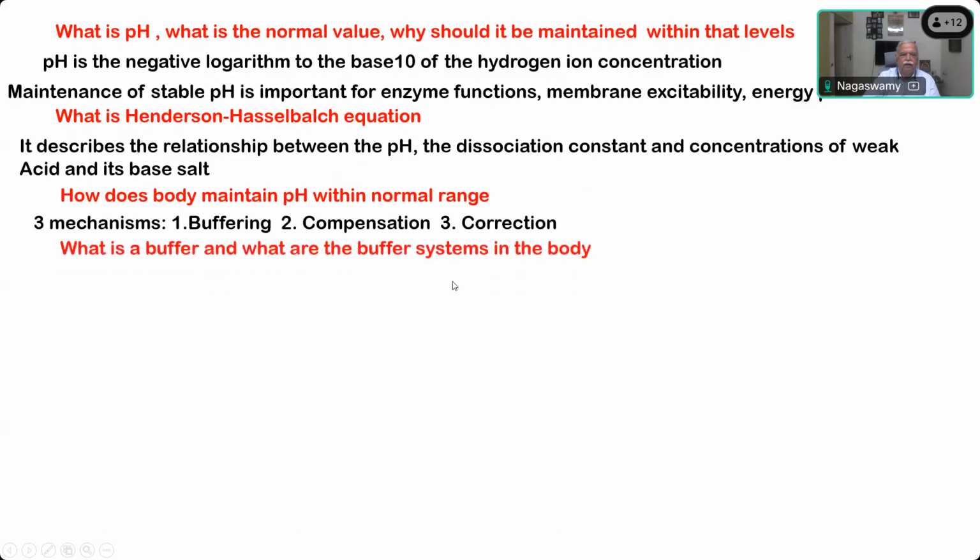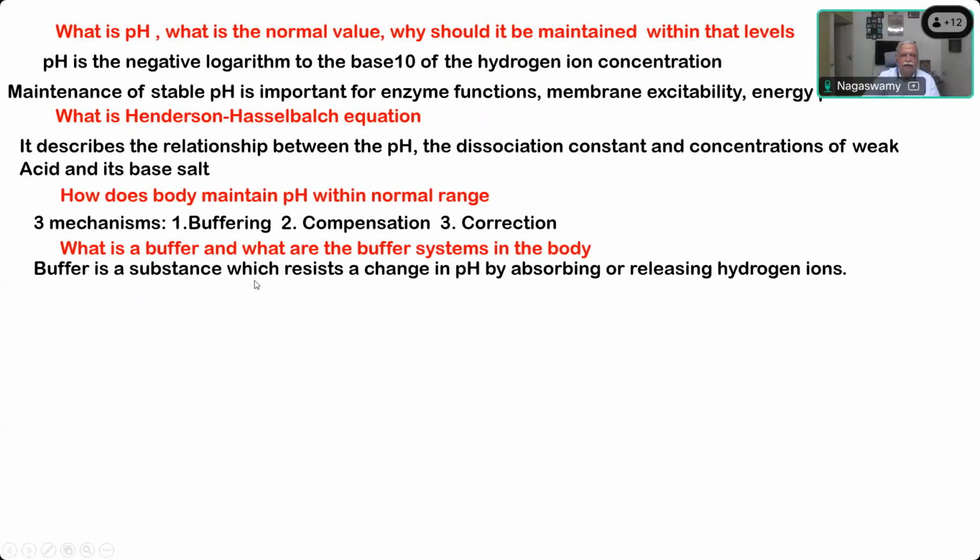Okay. What is a buffer and what are the buffer systems in the body? Buffer is which resists the change in the pH, sir, without itself changing anything. What are the buffer systems which come into effect to maintain normal pH? Sir, it is hemoglobin, bicarbonate, hemoglobin and protein, phosphates. So buffer is a substance which resists a change in pH by absorbing or releasing hydrogen ions itself.